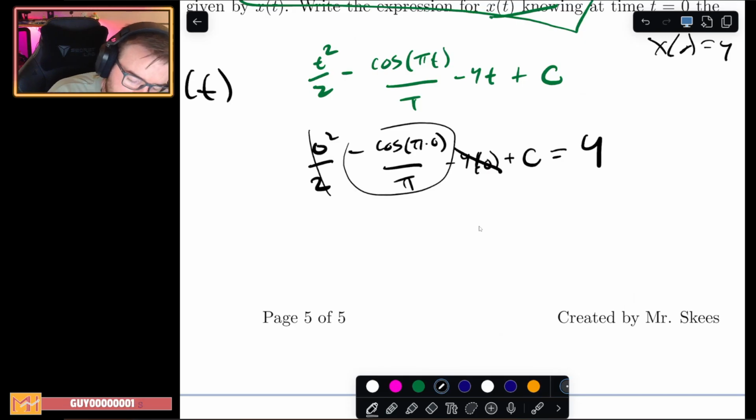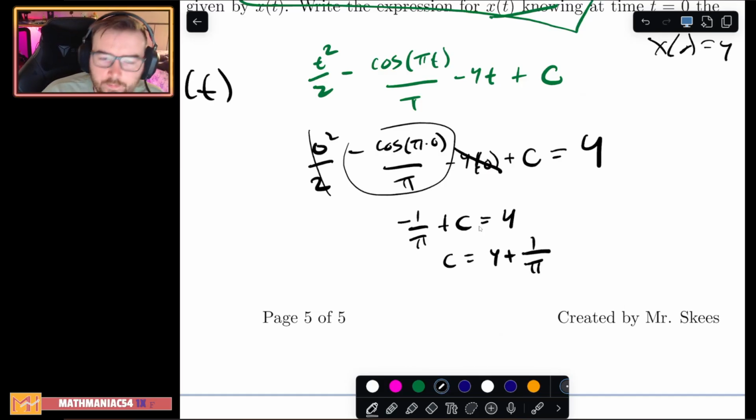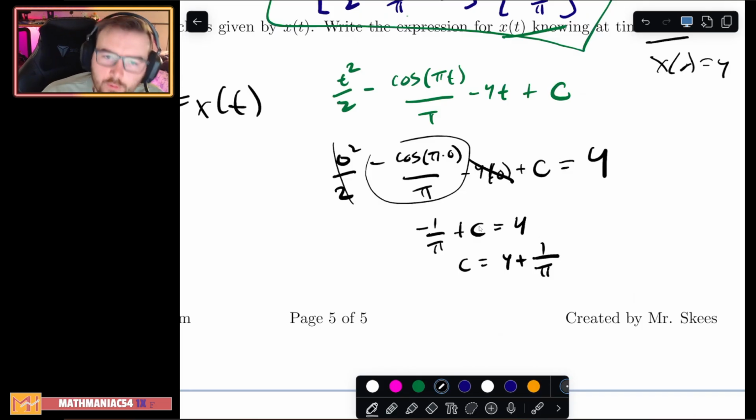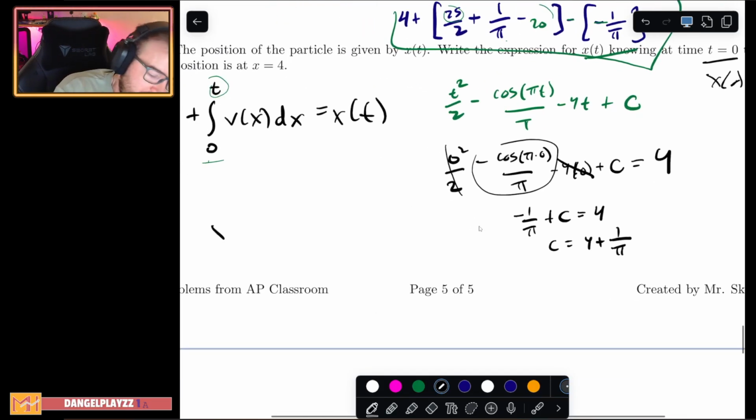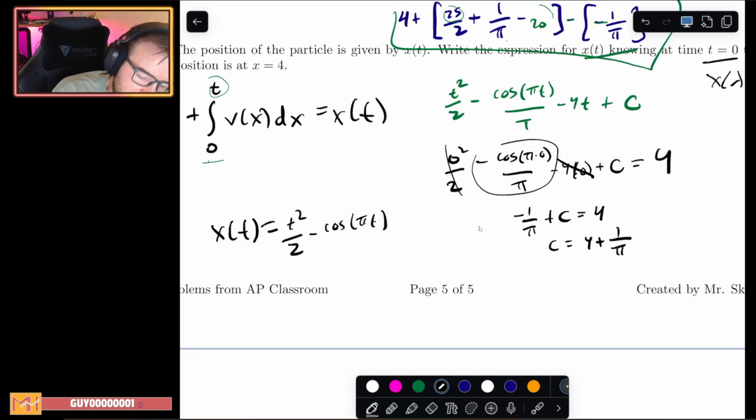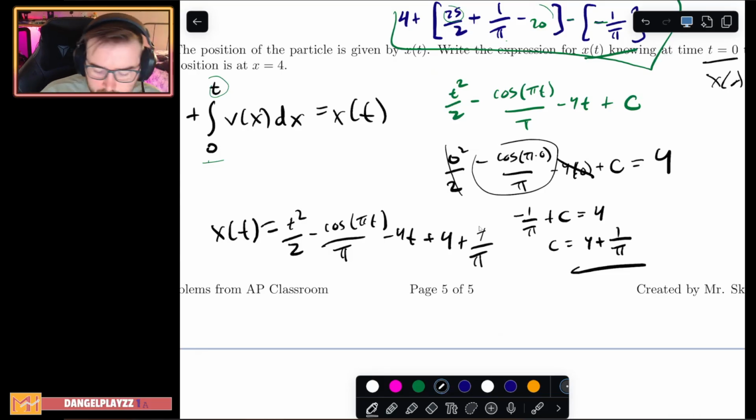Earlier, we discussed that this was negative 1 over pi. So c is 4 plus 1 over pi. And now that we know the value of c, we can write our final function. t squared over 2 minus cosine of pi t over pi minus 4t plus 4 plus 1 over pi. And there's our x of t function.